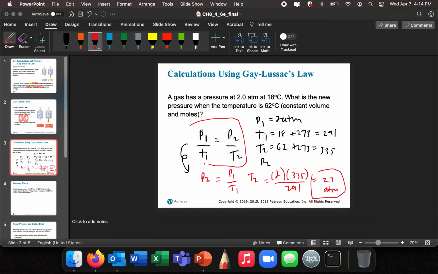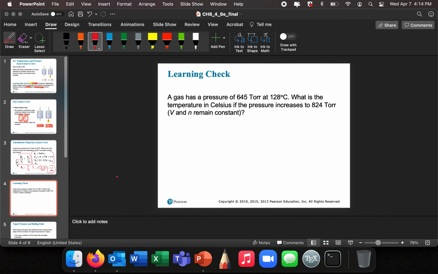And that's how we do that. We just take this equation. I think the hard part for most students is really just interpreting what the question actually says. All right, so let's do a learning check now. I encourage you to look at this problem. A gas has a pressure of 645 torr at 128. I encourage you to pause the video, do as much work on this as you can, and then come back and compare your answer to mine.